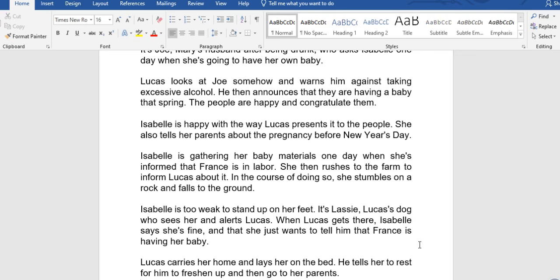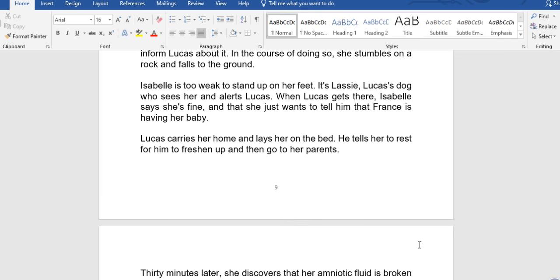Isabel is gathering her baby materials one day when she is informed that France is in labor. She then rushes to the farm to inform Lucas about it. In the course of doing so, she stumbles on a rock and falls to the ground. Lassie, Lucas' dog, sees her and alerts Lucas.